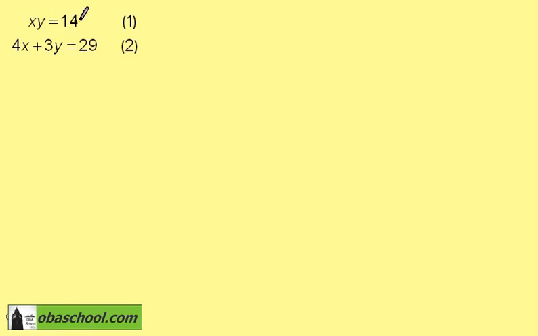We want to solve these simultaneous equations. The first equation is quadratic, and we can spot this because of the x times y. The second one is linear, and we can spot this because it can be rearranged into the form y equals mx plus c. The approach is always to take the linear equation and rearrange it so that one of the letters is the subject of the formula.